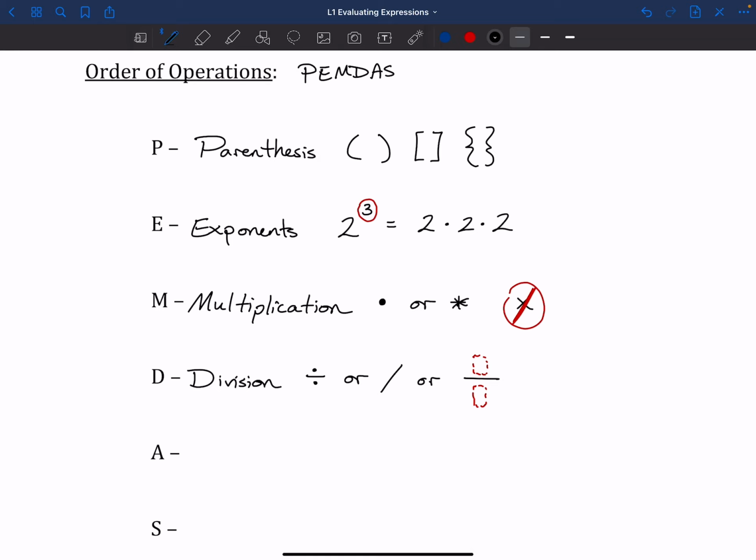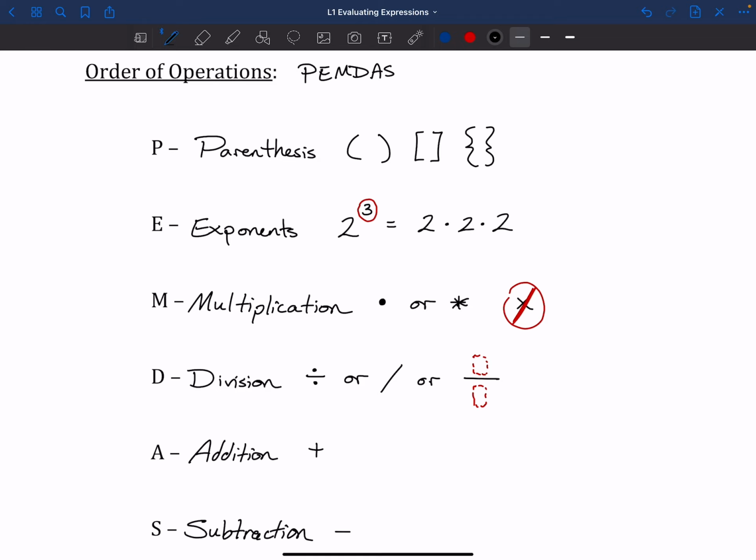After that, we want to do addition. That's what the A stands for. In addition, there's no fancy stuff. It's just a plus sign. After addition comes subtraction, and again, no fancy alternate symbols or anything like that. It's just addition and then subtraction.